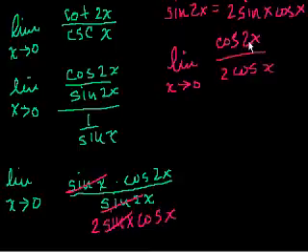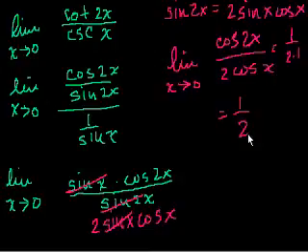Well, what's cosine of 0? Cosine of 0 is 1. So cosine of 2 times 0, which is 0, that's also 1. So that is equal to 1 over 2 times 1. So it equals 1/2. There you go.